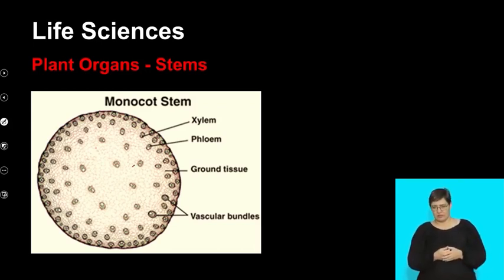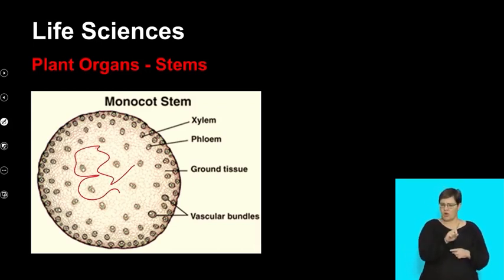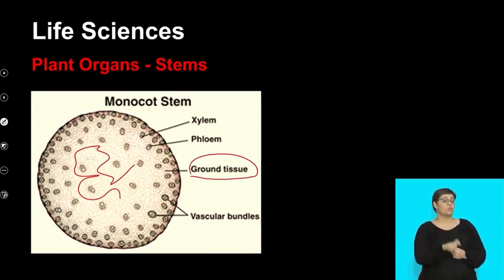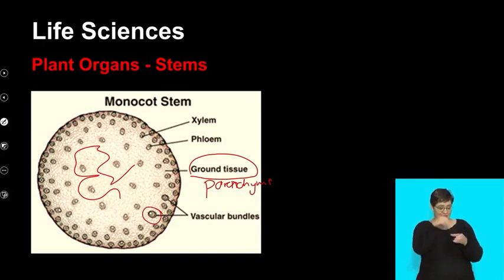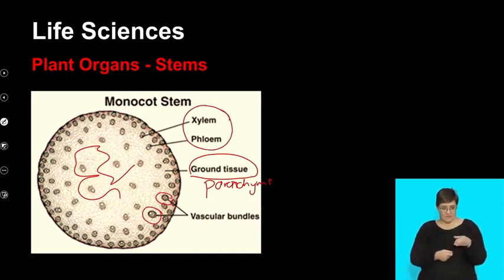What have I got? What's all this tissue over here? Ground tissue. What's another word for ground tissue? Parenchyma. All right. What do I have? There we go, parenchyma, a vascular bundle. What is in a vascular bundle? Xylem and phloem.